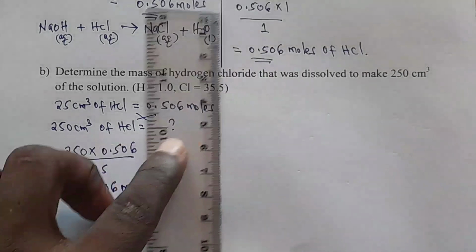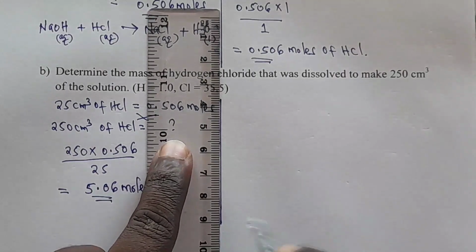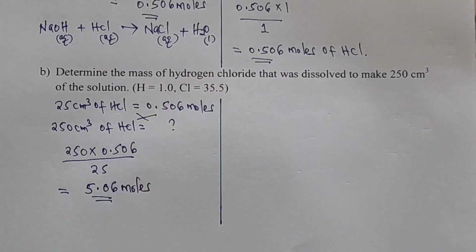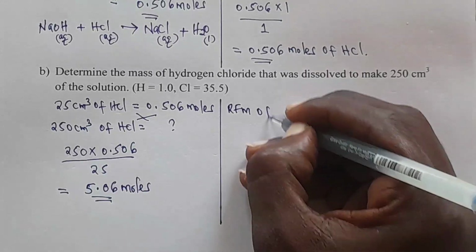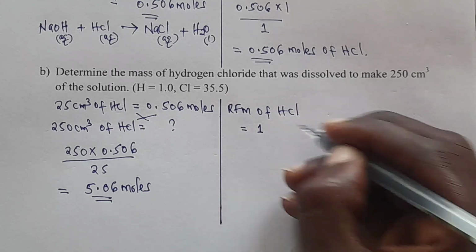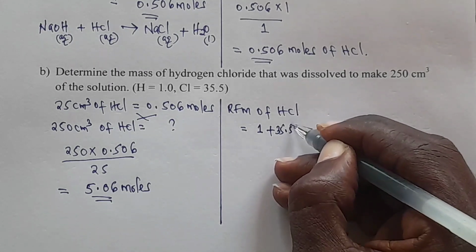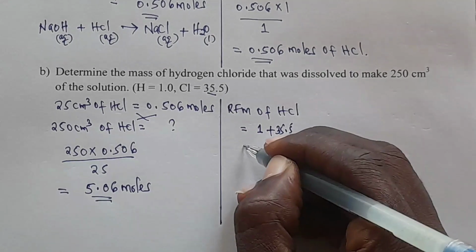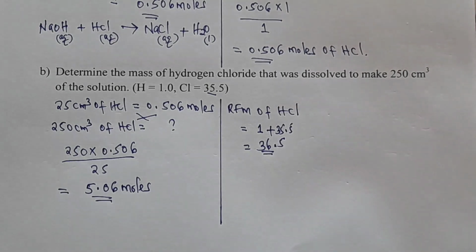So thereafter, we are supposed to look for the mass of the hydrogen chloride. How are we going to get mass? Mass is given by moles times RFM. So I have to get the RFM of hydrogen chloride. This will be equal to the RAM of hydrogen, which is 1, plus 35.5 for the RAM of chlorine. So here we are going to get 36.5 as the RFM of hydrogen chloride.